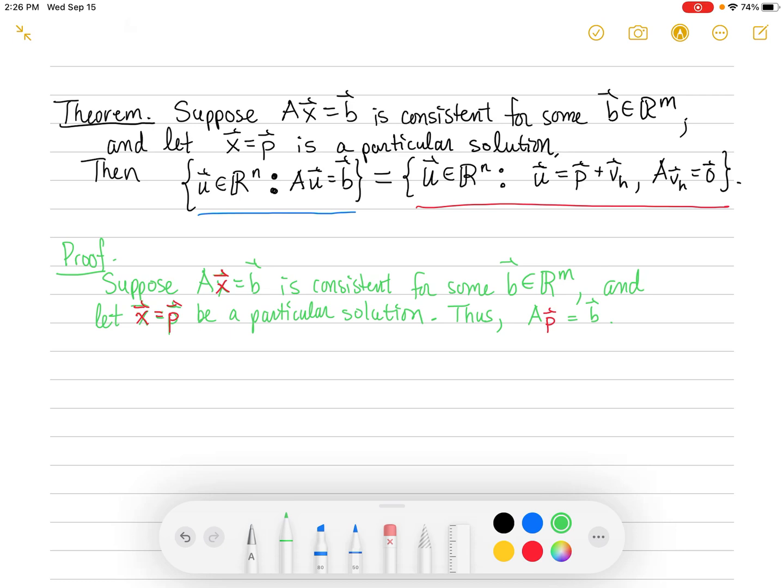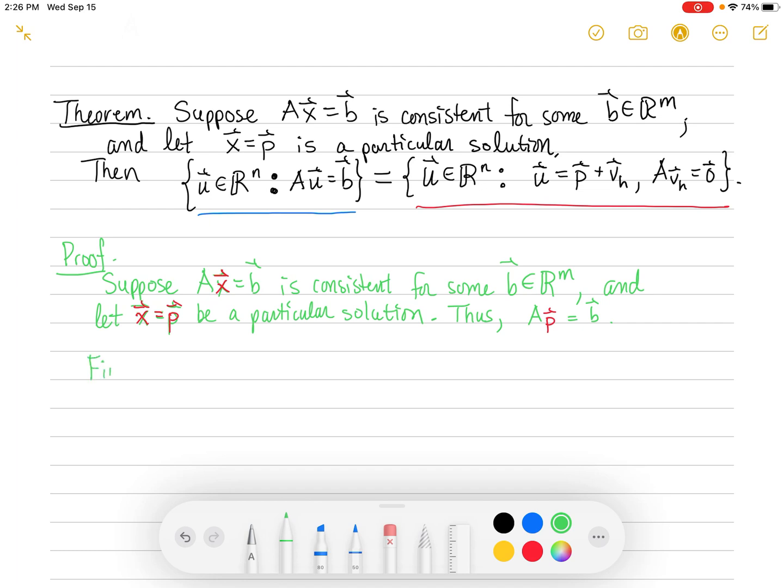So I plug in P for X. So AP equals B. Okay, so now we want to show that these two sets are equal. We want to show that the blue set is contained in the red set, and then we want to show the red set is contained in the blue set.